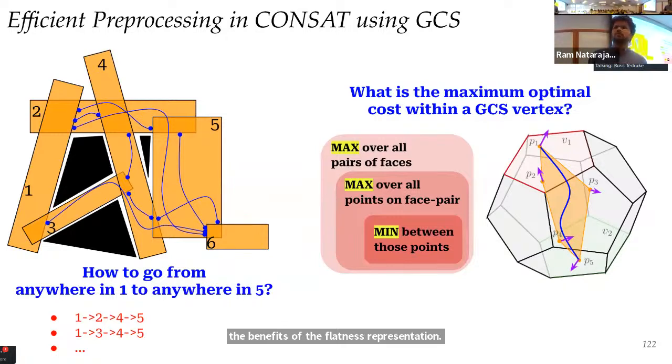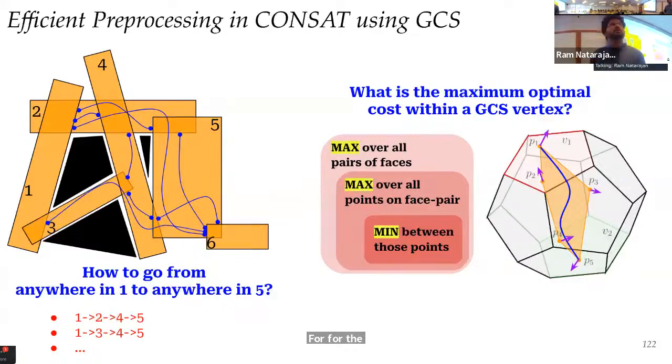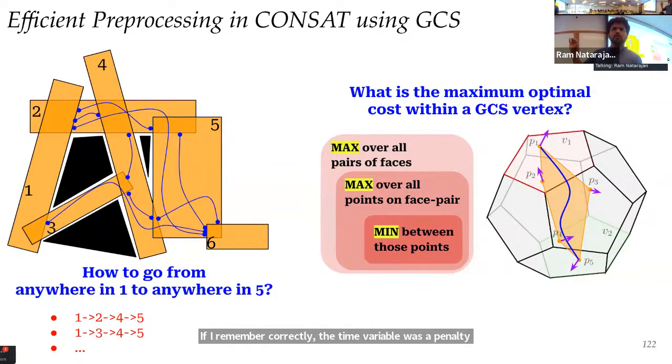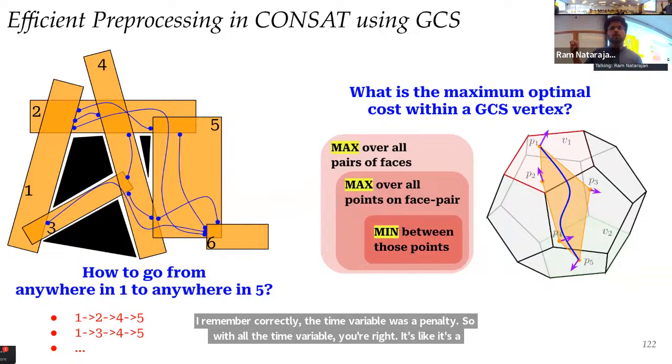So first of all, the optimization there, I didn't mention it in the slides, but it's a joint polynomial optimization. I'm just representing something like B-splines. That's what I'm using to represent the trajectories for the quad rotors. If I remember correctly, the time variable was a penalty. So without the time variable, you're right, it's a QP. With the time variable, it was not a QP.